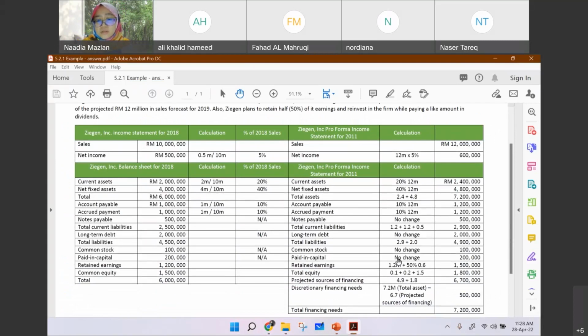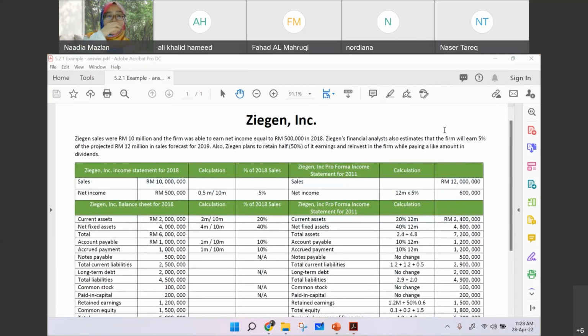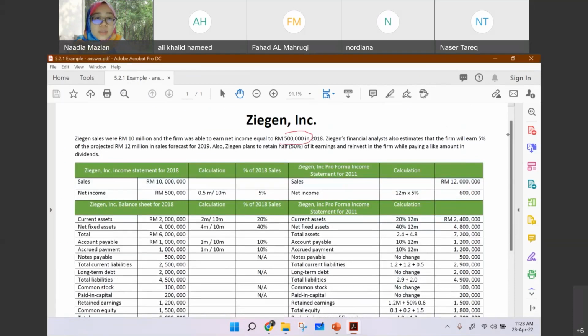See, common stock, no change. So this is what you've been doing, the example that you've done last week. Remember that the question was Zigen sales were 10 million and the firm was able to earn net income equals to 50,000 in 2018. So we put it here, 50,000.